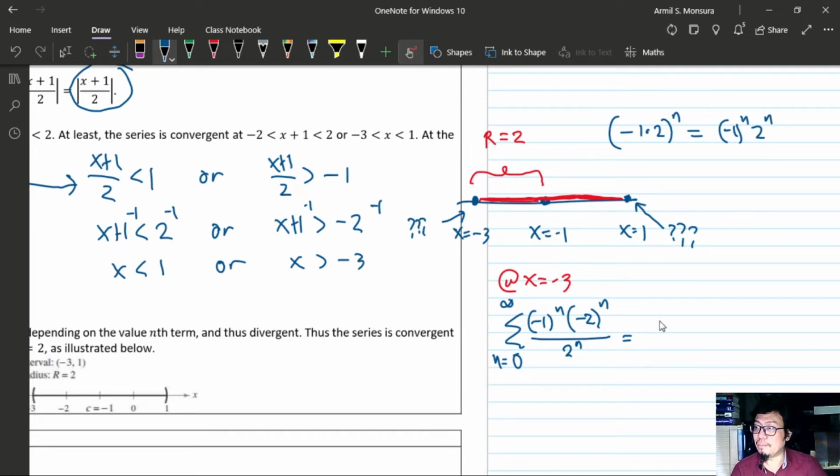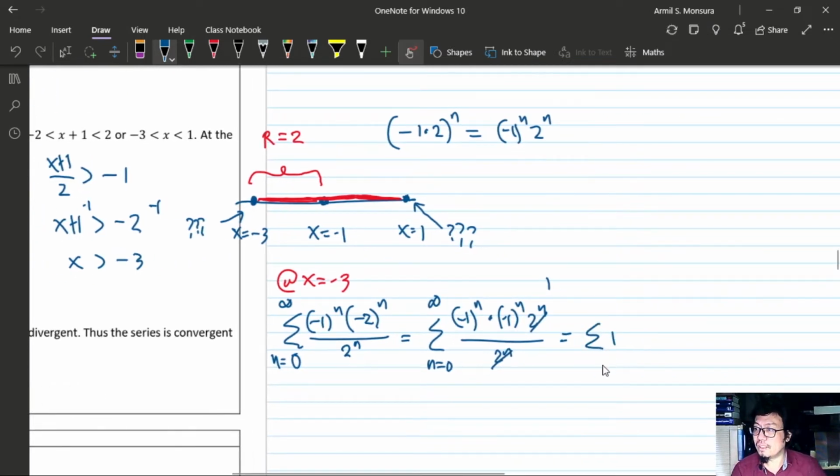So that becomes negative 1 raised to n, the original negative 1 raised to n, multiplied to this negative 1 raised to n, then multiplied to 2 raised to n, and then divided by 2 raised to n. These two cancel themselves out to become 1. These two, since you have the same exponents, can multiply themselves and become positive 1 raised to n. So this now becomes the summation of 1, for n equals 0 up to infinity, which we know to diverge. So it means that at this endpoint, your series is divergent.